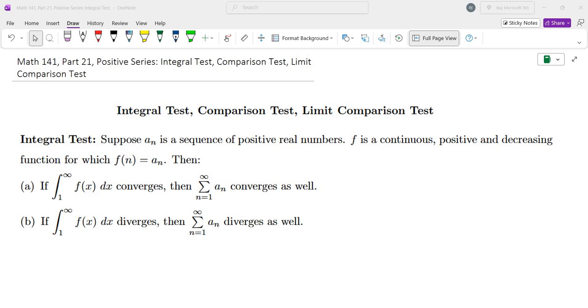Hello, this is video number 21 on my single variable calculus 2. In this video, we're going to talk about three different tests for convergence of series. These are all tests that are applied for positive series, which means the series that have positive terms.